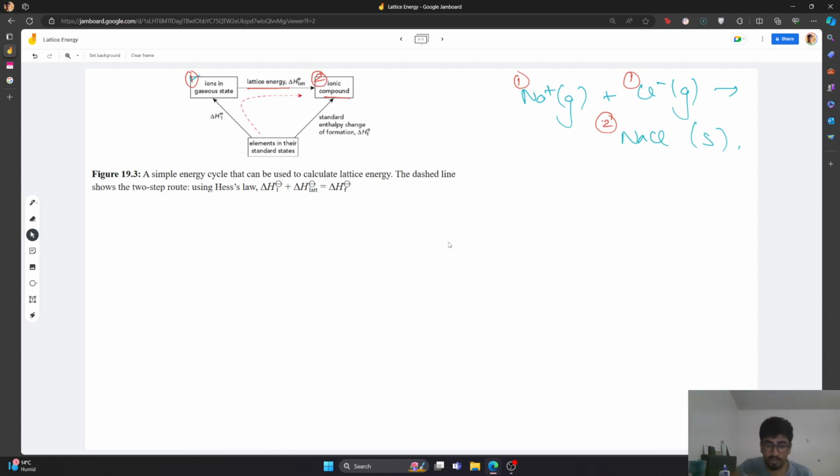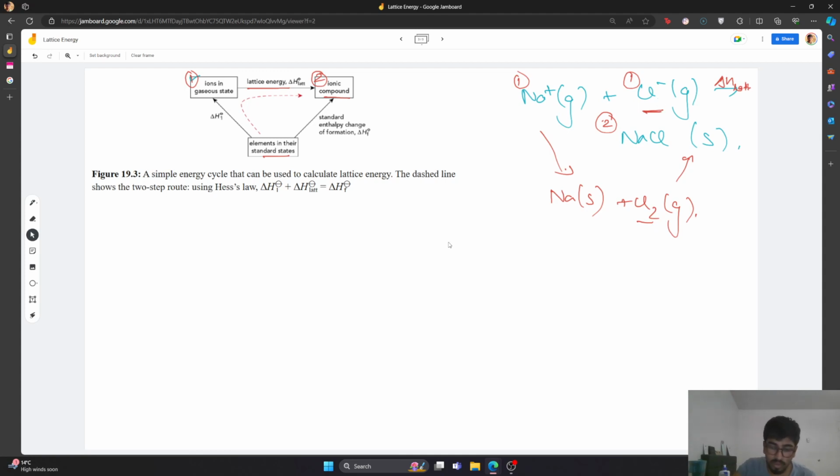But because we can't know this energy, what we call delta H lattice, directly, what we try to do is go through a secondary state and then come back to this one. So what is that secondary state? They say just the elements in their standard state. So sodium exists as a solid, and chlorine naturally exists as Cl2 in a gaseous state. So atoms and ions are different. These are atoms, these are molecules. Molecules become atoms, and atoms become ions.